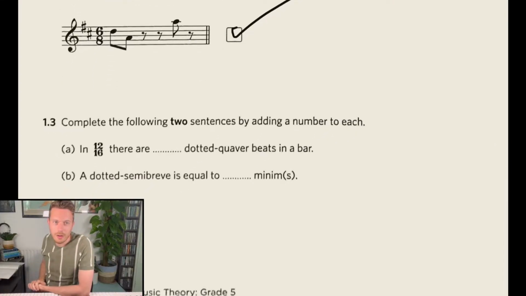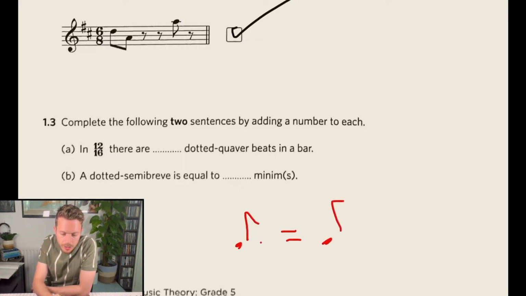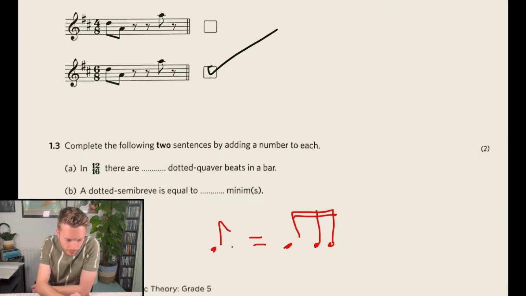So just a couple of quick fire questions here. 12/16, I've just mentioned that 16 is semiquavers. In 12/16, there are how many dotted quaver beats in a bar? So what is a dotted quaver? How many semiquavers are in a dotted quaver? So a dotted quaver is 3 semiquavers, okay? So in 12/16, there are 12 semiquavers, and how many 3's go into 12? So we've got 4. So that means that in 12/16, there are 4 dotted quaver beats in a bar.